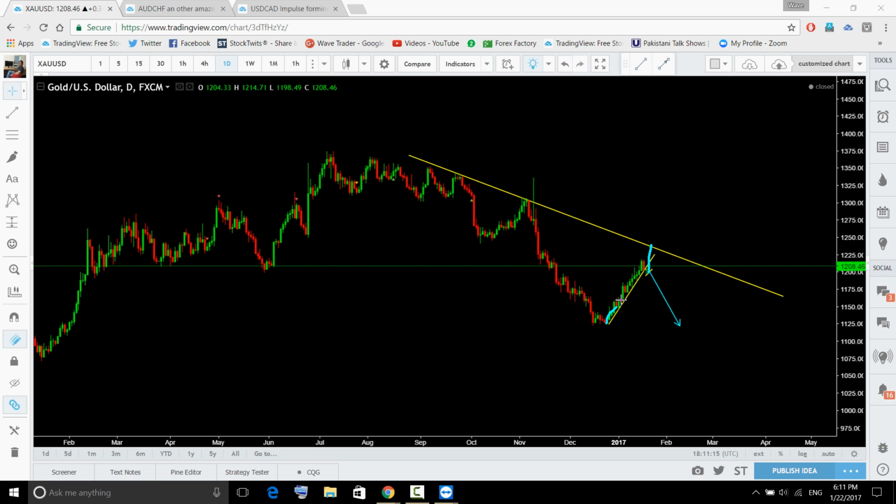The move to the upside is corrective. Whenever it breaks, it will give a move to the downside. You can see impulse, correction, next impulse, correction, and next impulse. So it is a 5-wave structure. That is the reason we are looking for the downside at least up to the previous low. This move is corrective to the upside.